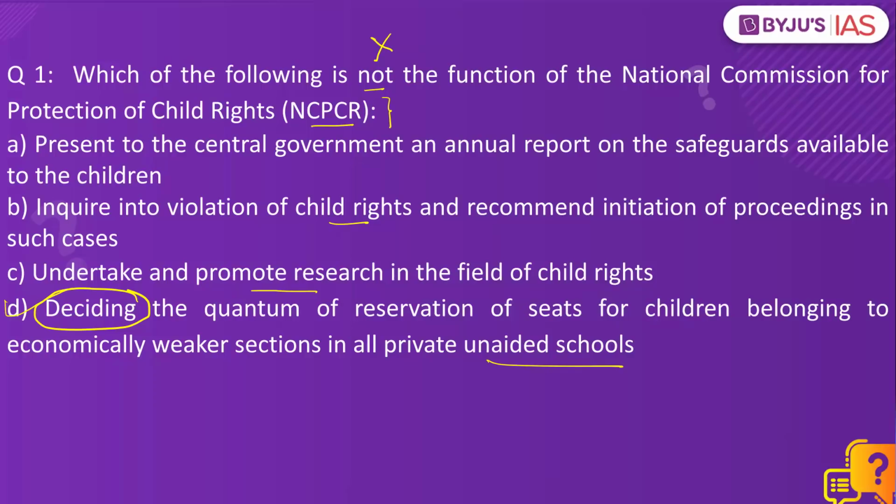You would know that the Right to Education Act of 2009 basically talks about 25% seats in private unaided schools being reserved for the economically weaker sections of the society. But this percentage, this quantum cannot be decided by NCPCR. It is to be decided by the parliament. It's to be decided by the government of the day. So D is the right answer.